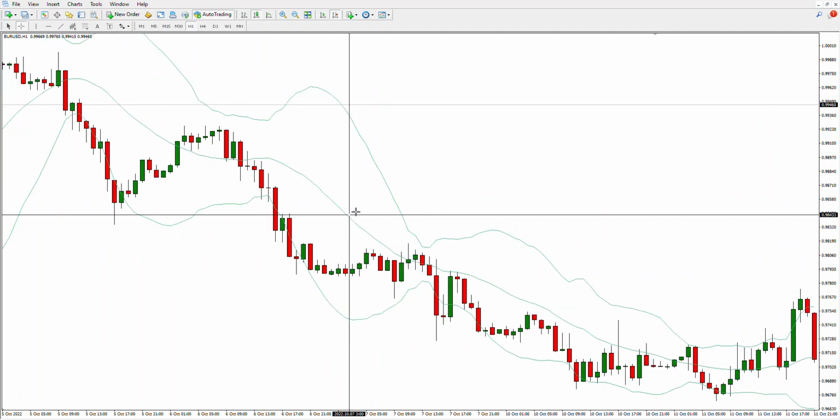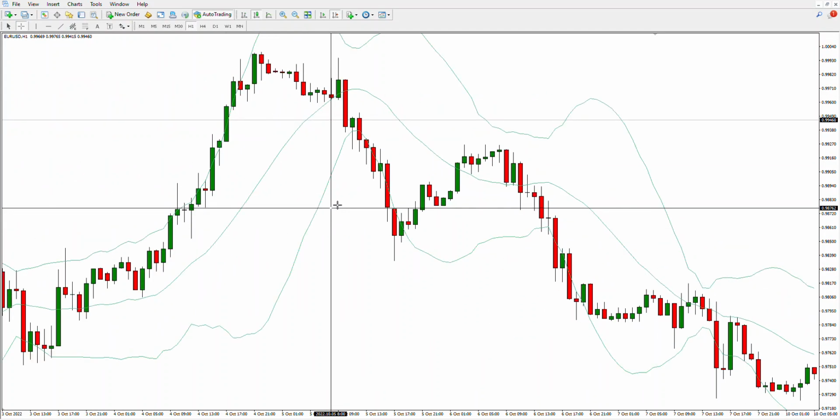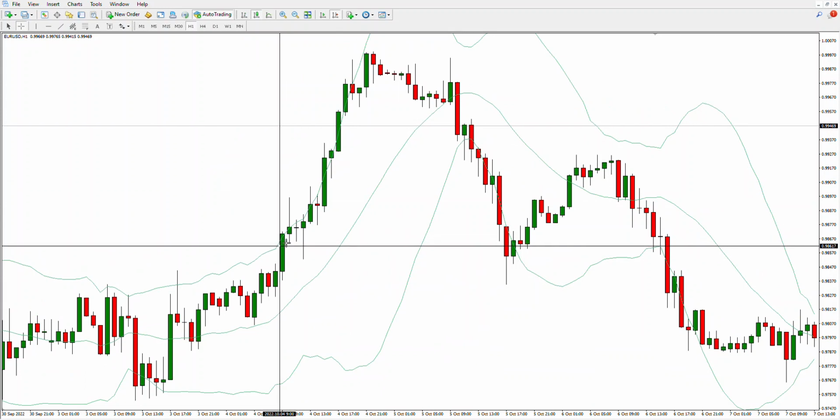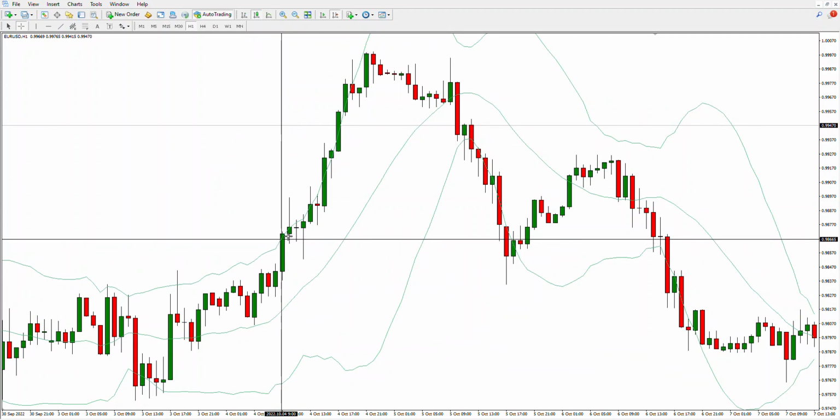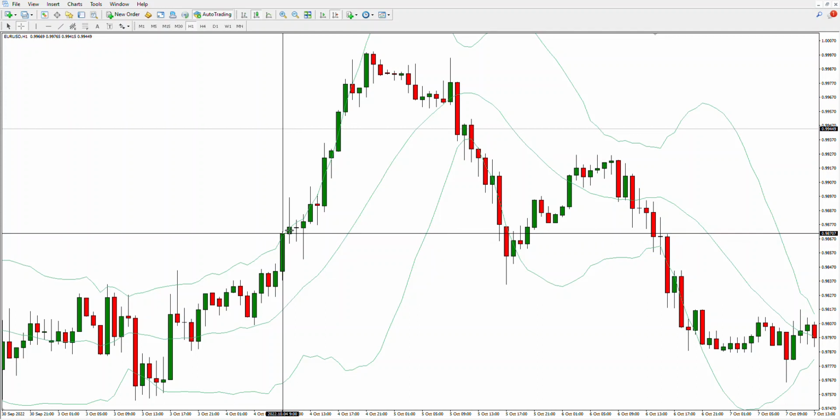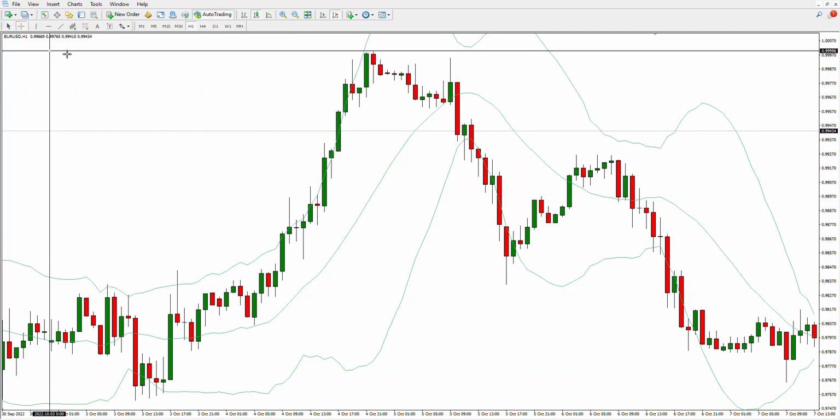Alternatively, you can also use the Bollinger Bands for breakout trading, which we do the complete opposite, such as when price breaks through the upper band, instead of looking for a sell trade, we would look for a buy trade, a breakout trade. In this instance, it obviously would have been a good choice because following a breakout of the bands, price did fly up over 100 pips.